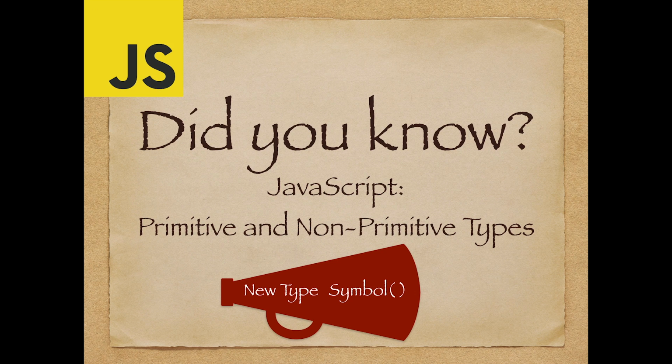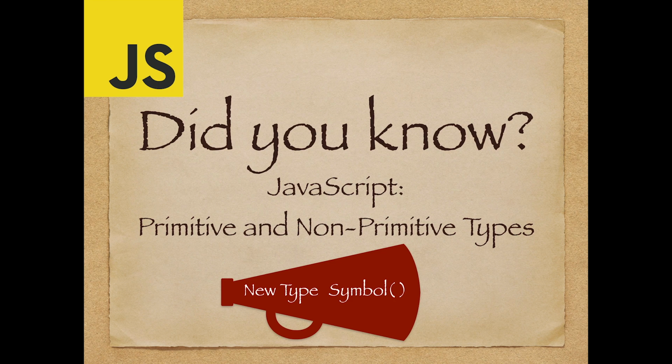Today we are going to talk about the primitive and non-primitive types of JavaScript. In this video we are going to talk about primitive and non-primitive types inside JavaScript. We will also talk about some of the new types like symbol and BigInt introduced in JavaScript.